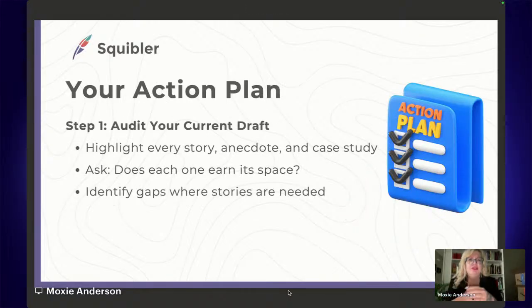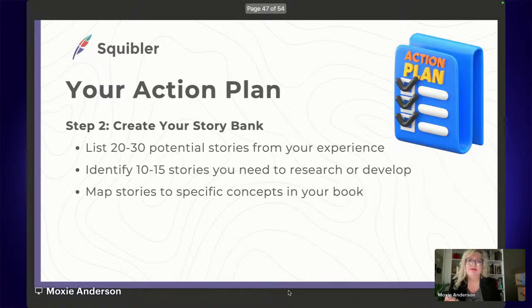So, things that you can do today, if you've already got a draft, is audit it. So this is your action plan. Audit your current draft. You want to highlight your stories, your anecdotes, and your case studies, and ask yourself, does each one earn its space? Is it there for a reason? Is it tying back into the overall theme, method, concept I'm trying to teach in that chapter? You can also identify gaps where there is maybe too much heavy data or theory, where a story could really illuminate what you're trying to teach to your readers.